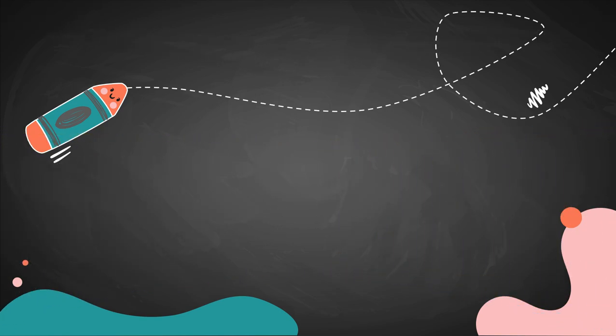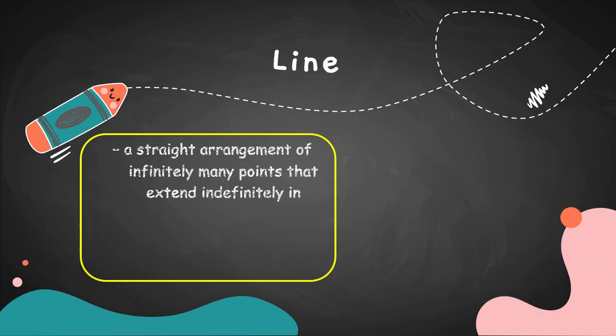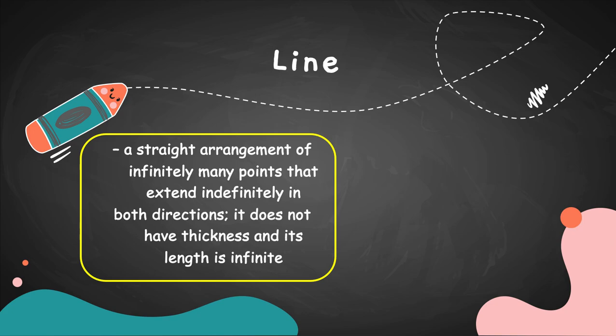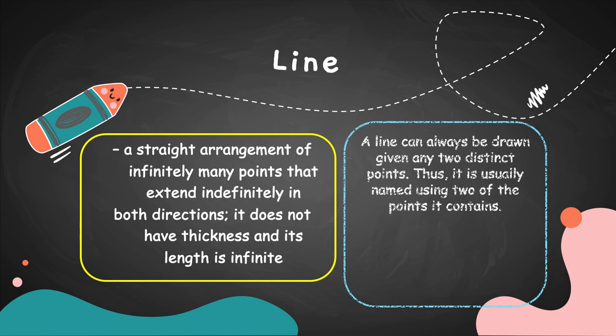Next, the next undefined term is a line. So, a line is a straight arrangement of infinitely many points that extend indefinitely in both directions. So, again, when we say line, it will extend in both directions, and it consists of infinitely many points, and it does not have thickness, and its length is infinite. Why is it infinite? Because it will extend in both directions. So, a line can always be drawn given any two distinct points. Thus, it is usually named using two points it contains.